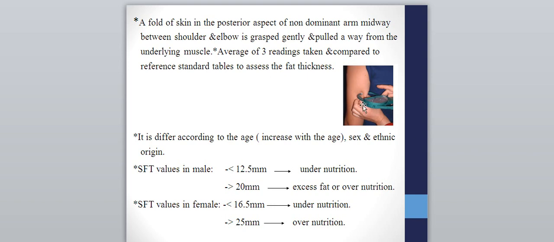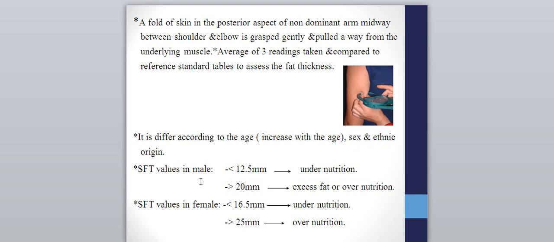So we have to take this caliper and check the skin fold thickness, as we said, in the posterior part of the arm, midway between the shoulder and elbow. We have to grasp gently and assess the reading, and we have to repeat the reading 3 times to have the proper reading. It is different according to age and also according to sex or gender and ethnic group.